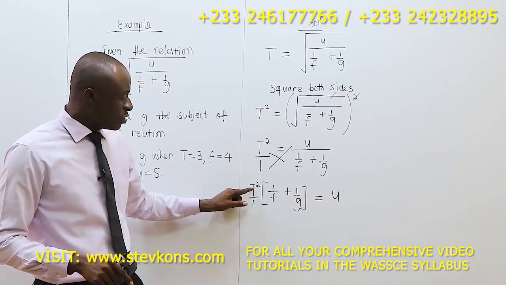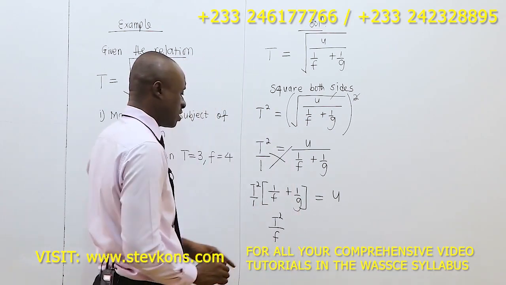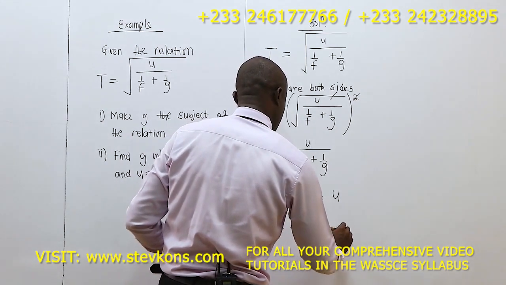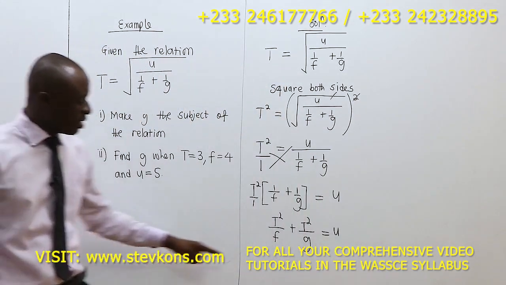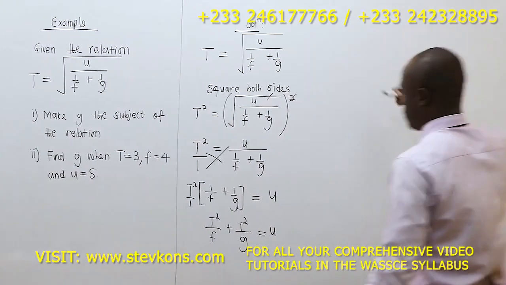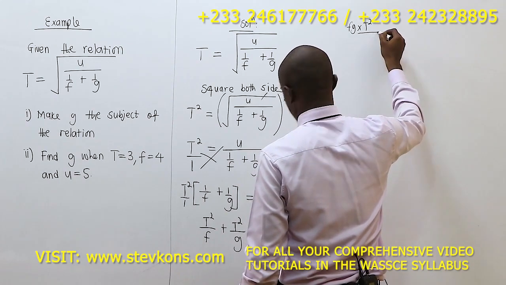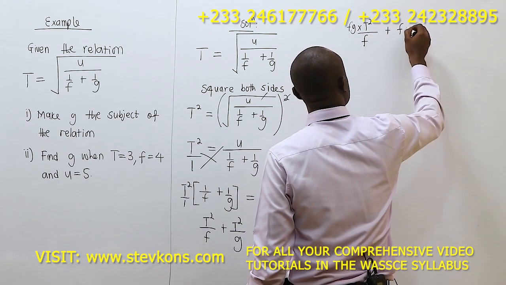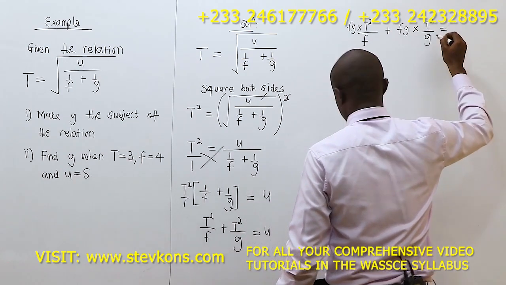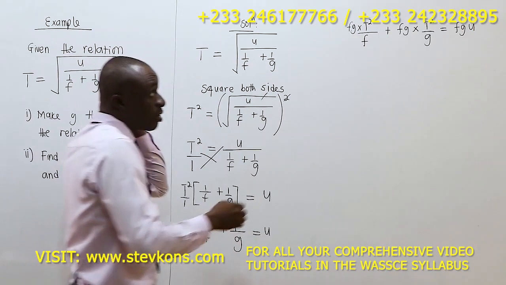But this t squared is over 1. So t squared times 1, that's t squared. So you have here t squared over f, because 1 times f is f, plus t squared times 1 times j, we have j equal to u. What's the LCM? The LCM is fj, so we multiply each term by the LCM, which is fj. So we have fj times t squared over f plus fj times t squared over j equal to fj times u.